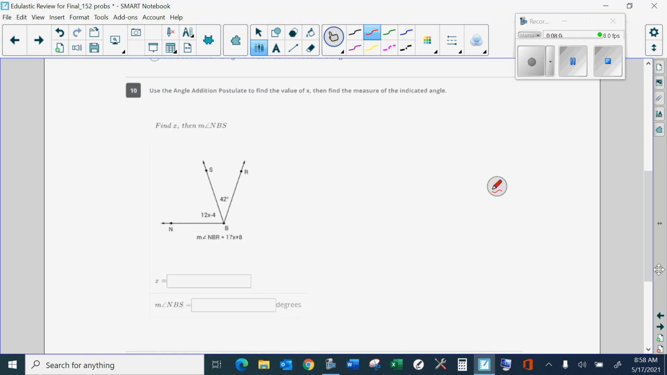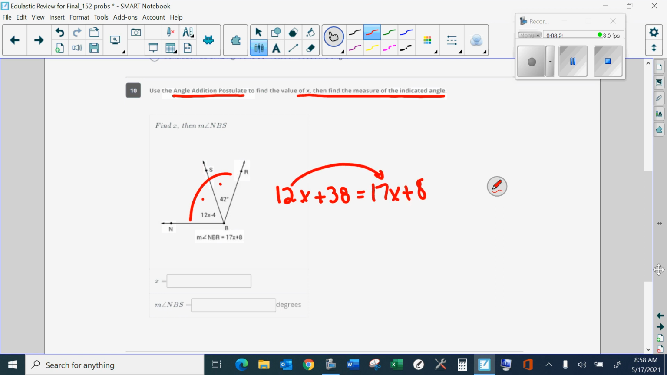Use angle addition postulate. That means this angle plus this angle adds to the whole angle. Remember, we just did segment addition postulate to find x, and then find the measure of the indicated angle. So we have 12x plus 38, combining like terms there, equals 17x plus 8. Subtract that across, 5x. Subtract that across, 30, so x equals 6.